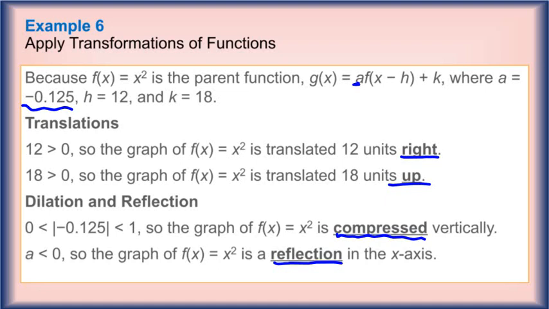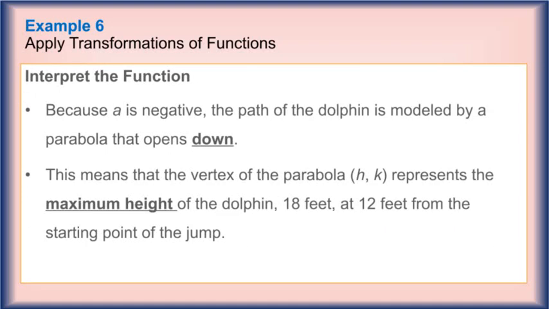Now to explain the meaning of our transformation, because A is negative, the path of the dolphin is modeled by a parabola that opens downward. So that means the dolphin is going down. So it goes up and then it comes back down in here. This means that the vertex of the parabola, H, K, represents the maximum height of the dolphin. So the maximum height the dolphin got was 18 feet at 12 feet from the starting point of the jump.